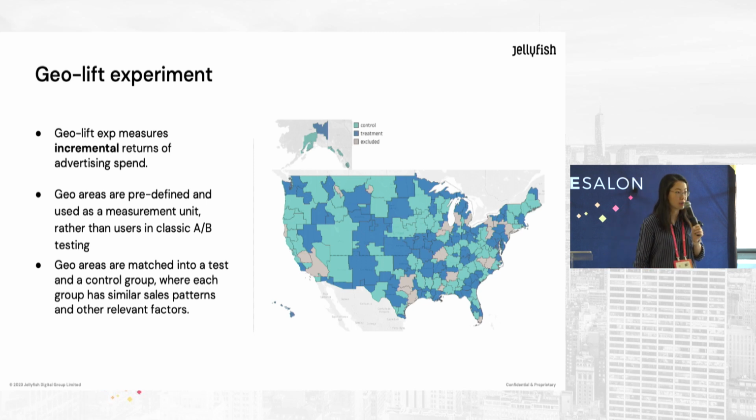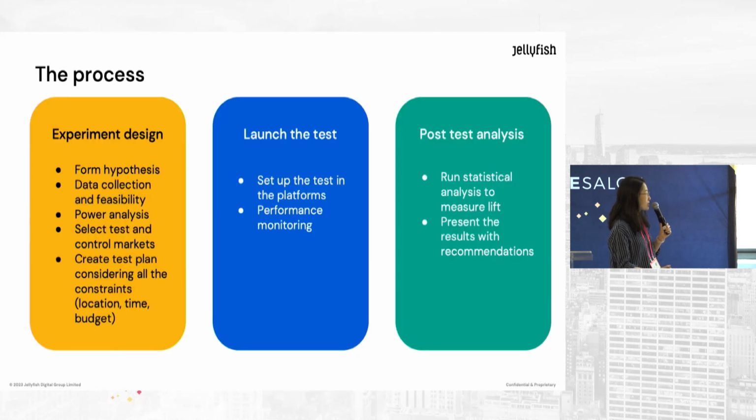So in the GeoLift experiment, we treat each geo area as the unit of measurement instead of the user level. And of course, within the test and control group, we should make sure that they all have very similar trends, so we have homogeneity within the test and control group. So the process, of course, we need to design the test, which is probably the most important part of it, making sure we have a solid hypothesis and a setup for the test, then launch the test and also post-test analysis.